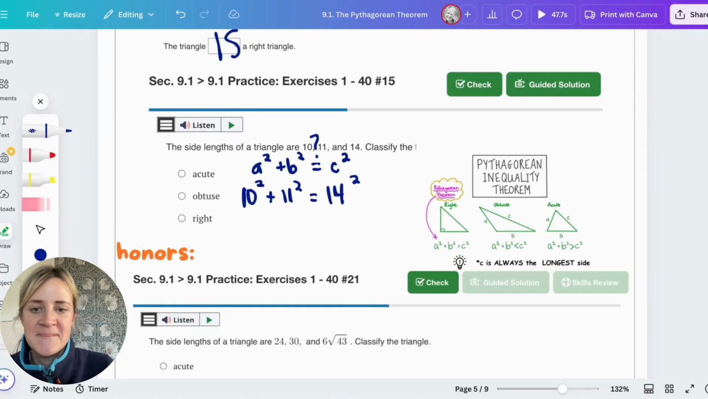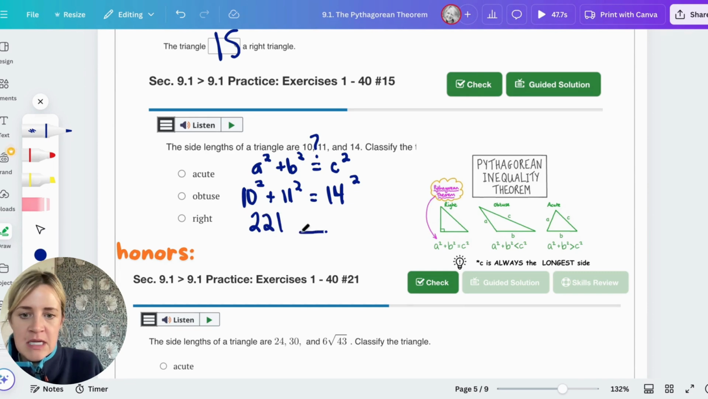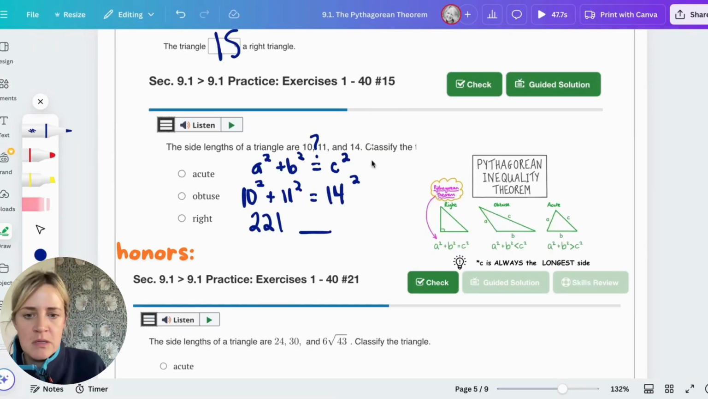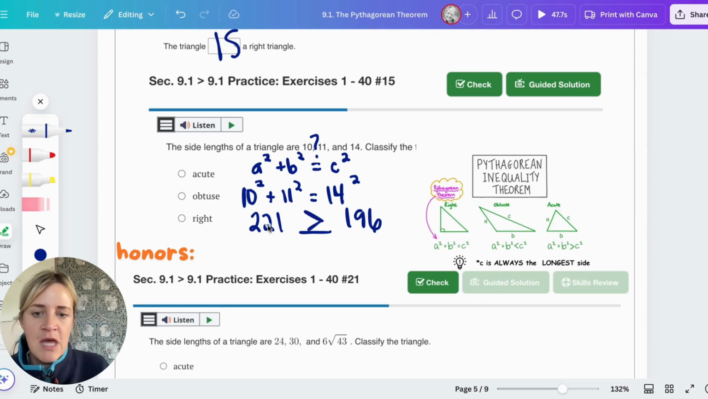221. Is that going to equal 14 squared? They don't equal. That's 196. What do we do now? Okay, the alligator's mouth is going to eat the bigger number. The alligator's mouth eats the a squared plus b squared. Which one would that one be? The answer to this one is it's going to be an acute triangle.